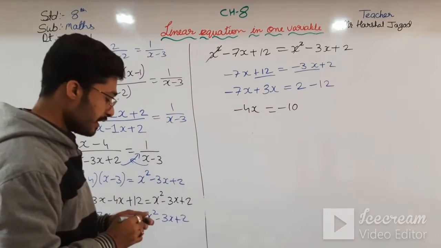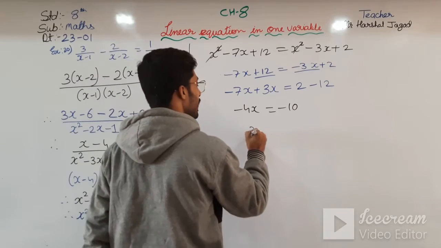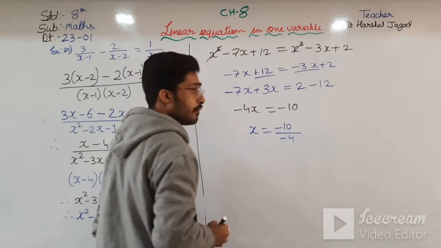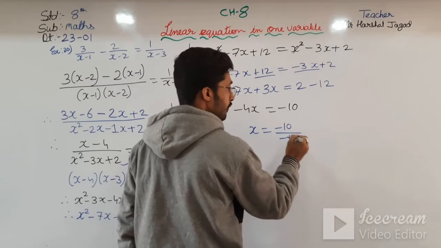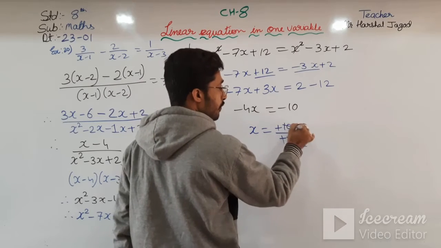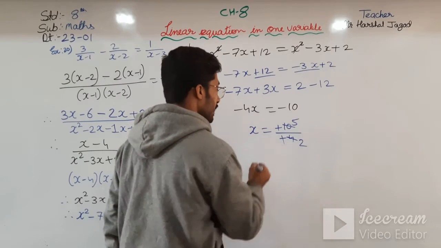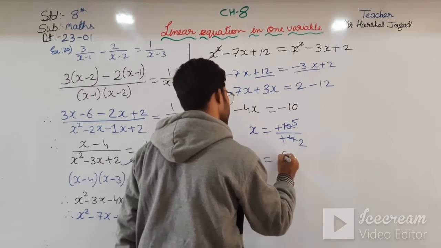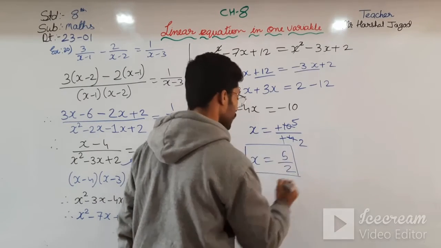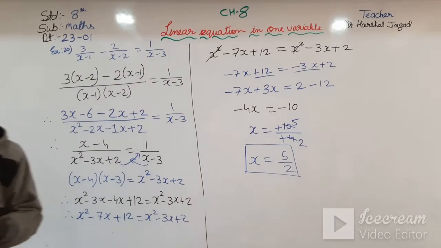Okay, so here x is equal to minus 10 upon minus 4. So 2 2s are 4, and here minus minus will become plus. 2 2s are 4, 2 5s are 10. So here x we have got, that is 5 by 2. Okay students, please note down this.